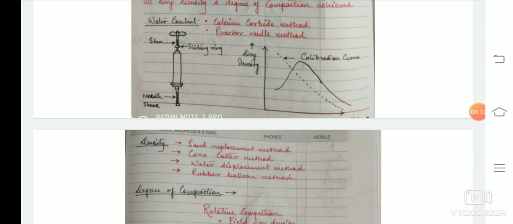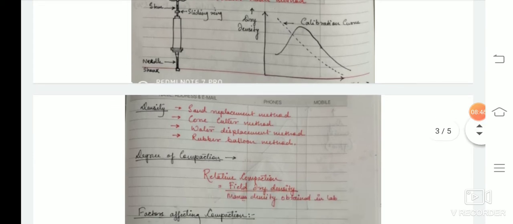The penetration resistance of the compacted soil in the field is determined with the proton needle, and the water content can be read from the calibration curve.